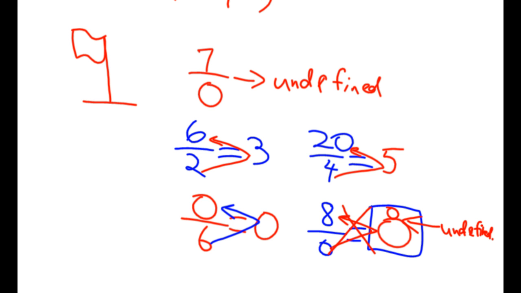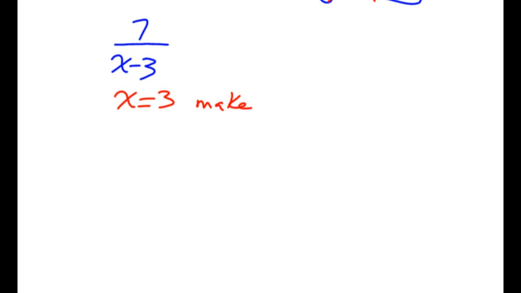Well, that being said, what happens if I have a variable in the denominator? What if I have something like this? What if I have, say, 7 over x minus 3? Is there any value of x that would make this denominator 0? That's right. If I plug a 3 in for x, I get a 0 in the denominator, right? And that's no good, right?